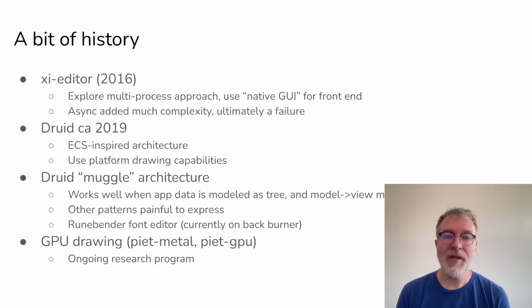The first version of that grew out of trying to build a front end for Xi Editor. If you look at the Git history, Druid is forked from Xi Win UI, the user interface layer, or the front end for Xi Editor for Windows. The original version of that had an entity component system inspired architecture, and it was very much organized around using the platform drawing capabilities. So if you're on Windows, it would be Direct 2D. If you're on Mac, it would be Core Graphics, etc.